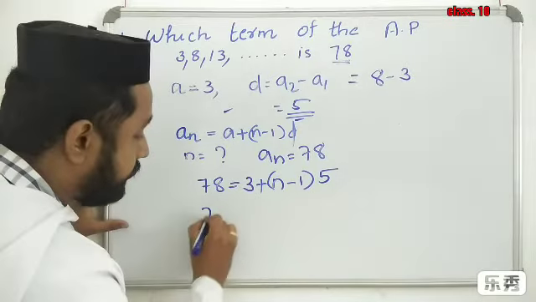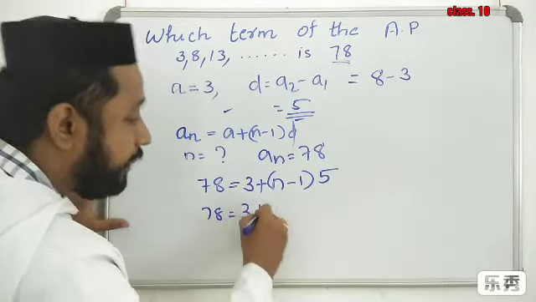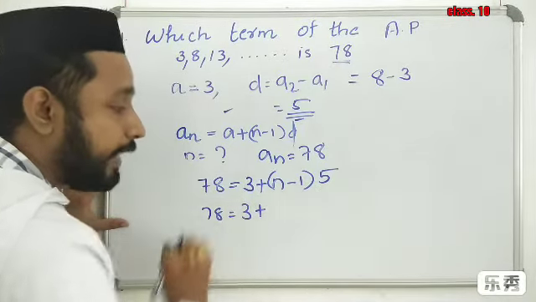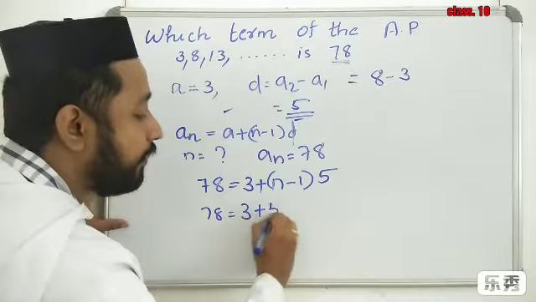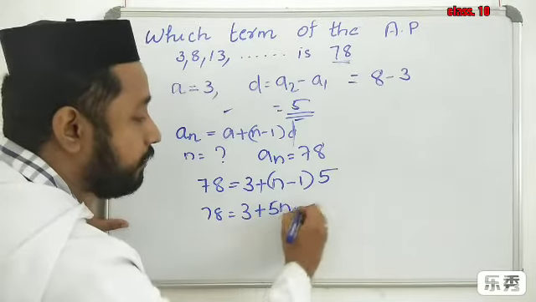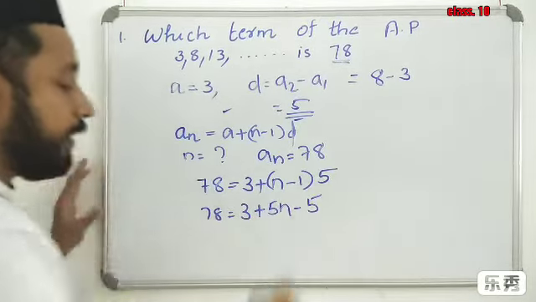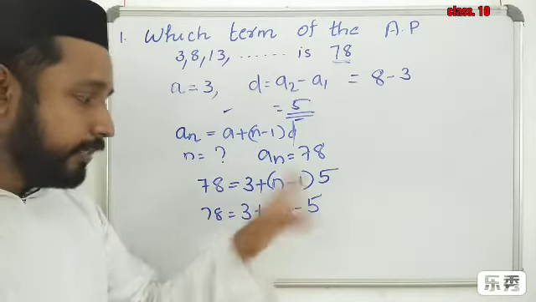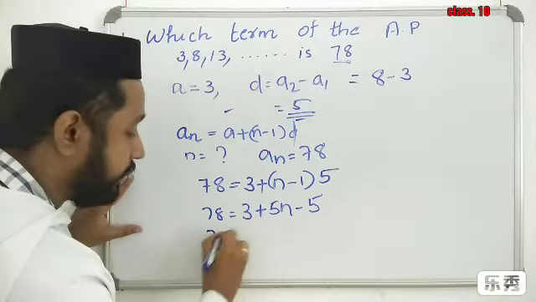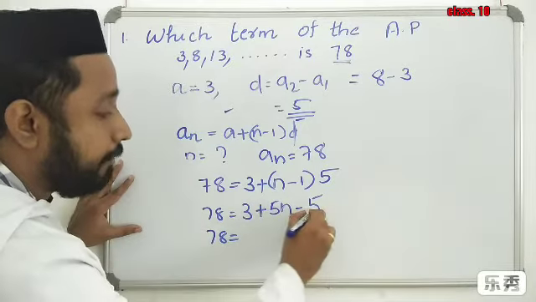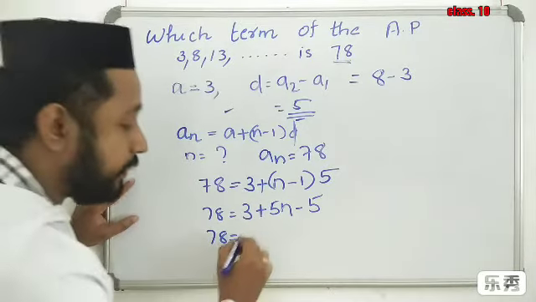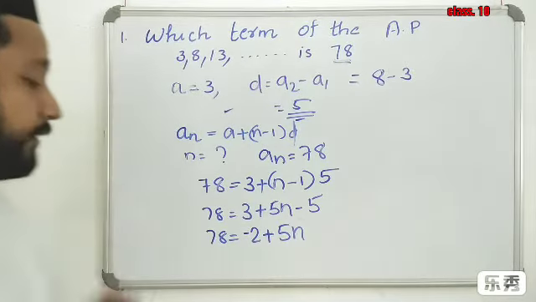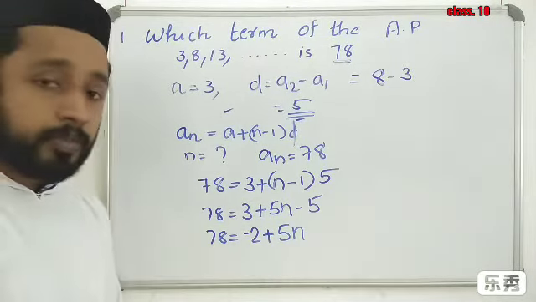So 78 is equal to 3 plus n minus 1 into 5. We have to multiply this 5 with the bracket. We will get 5 into n, 5n, minus 5 into 1, 5. So we got 78 is equal to 3 plus 5n minus 5. Here, 3 minus 5, what is the answer? Minus 2. So 78 is equal to minus 2 plus 5n.